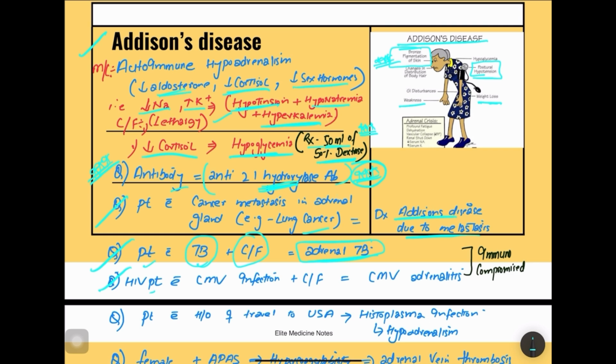Another question they can ask you is about an HIV patient with cytomegalovirus infection with clinical features of Addison's disease, like hypotension, hyponatremia, hyperkalemia, lethargy, hypoglycemia. So the diagnosis will be CMV adrenalitis, okay? Both these conditions occur in immunocompromised patients, okay?